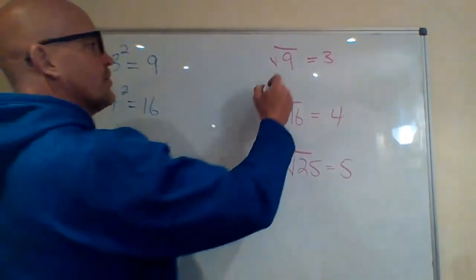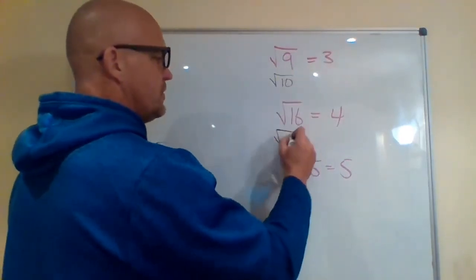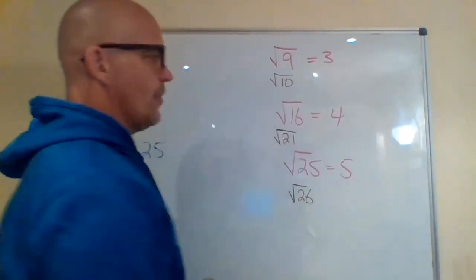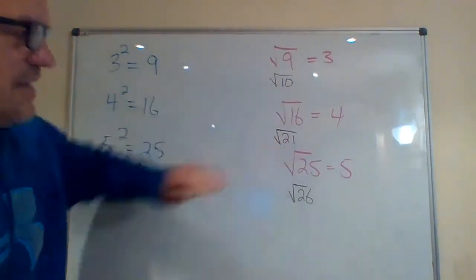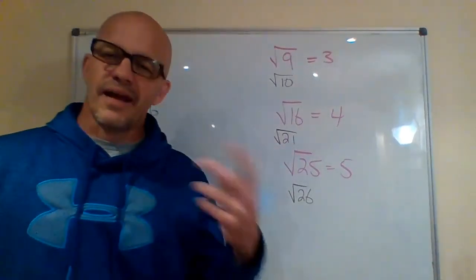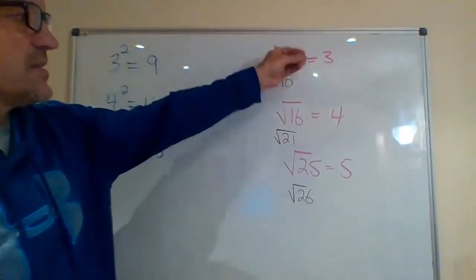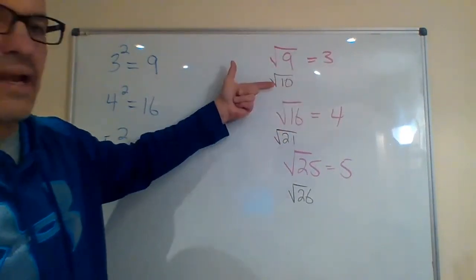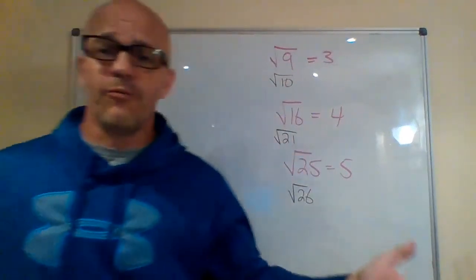What about the square root of 10? What about the square root of 21? What about the square root of 26? What about all of those? There's a lot of numbers between 9 and 16 and 16 and 25 that I could put underneath the square root symbol. The problem is, if 3 squared is 9 and 4 squared is 16, what do I square to get 10? What about 11, 12, 13, 14, 15, all those numbers in between? What about 12.5?